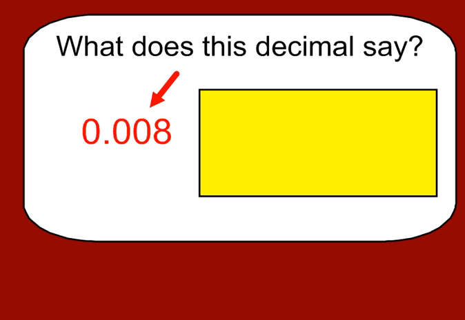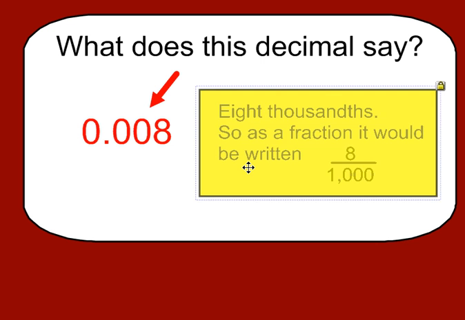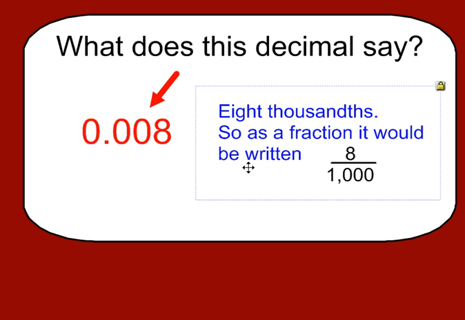Now, if you can read that and you know that says 8 thousandths, well, then it'd be pretty easy to write a fraction. Just write 8 thousandths as a fraction. Now, I'll show you a little trick if you get stuck.